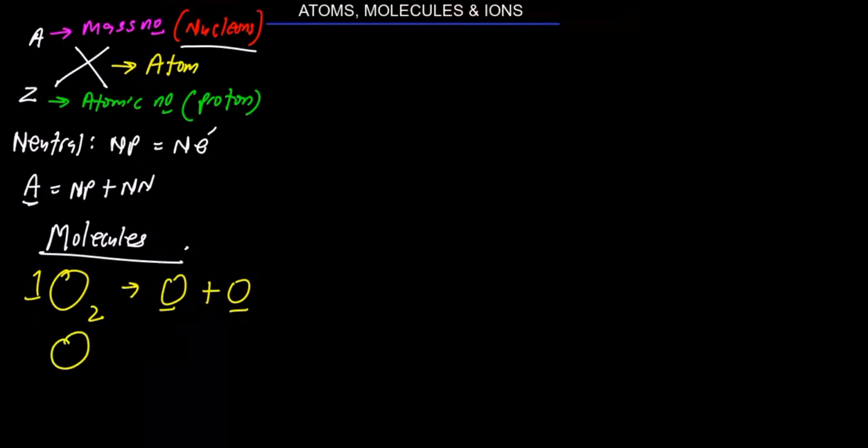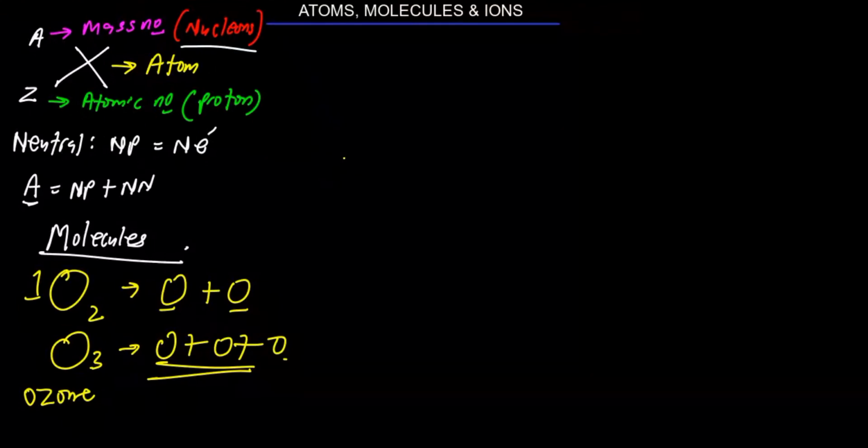If I have O3, this O3 is called ozone. How many atoms of oxygen do I have there? I have just three atoms of oxygen. You can see when atoms combine together, they give a molecule. Similarly, if I have F2, two atoms of fluorine come together to give one molecule of fluorine. So in one molecule of fluorine, I have two atoms of fluorine, and that is it.